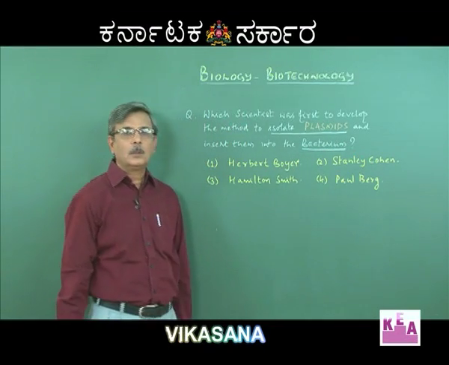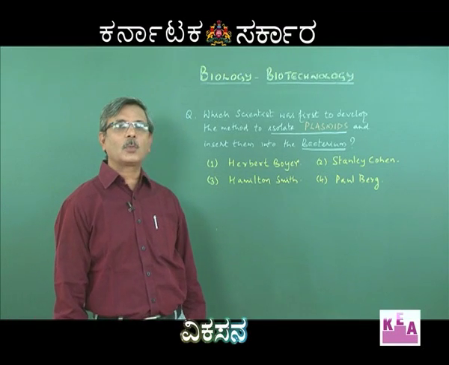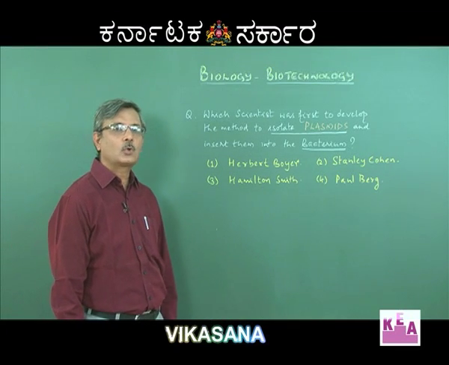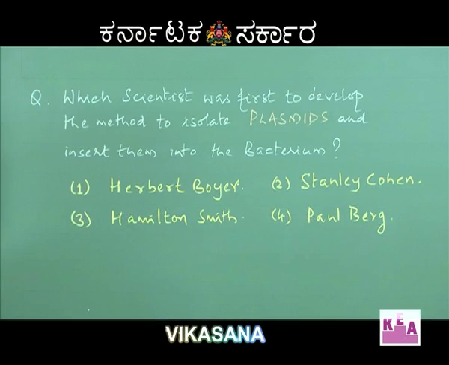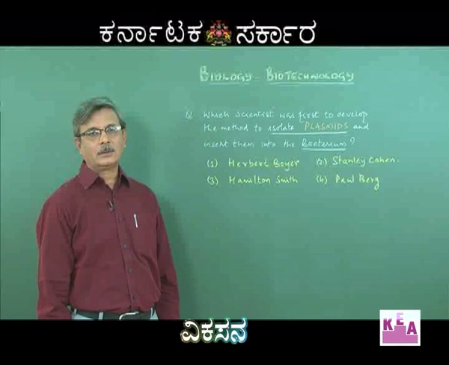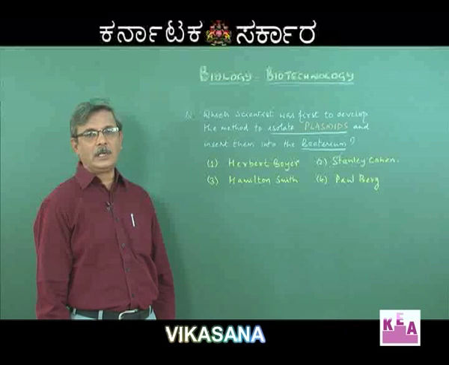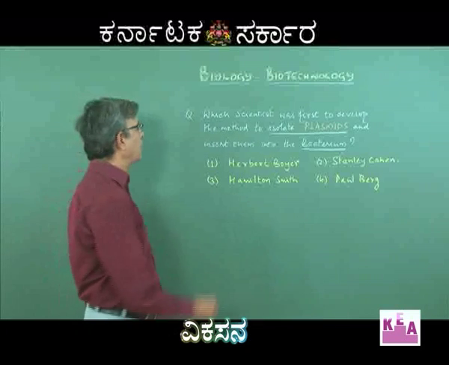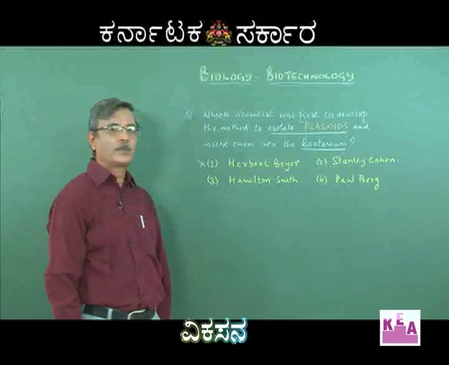I hope all of you know, plasmids are extrachromosomal DNA found in the bacteria. Plasmids are used as vectors to transfer the gene of interest. And with this, when we look into the options, Herbert Boyer. Remember, Herbert Boyer's greatest contribution to the field of recombinant DNA technology is his work on the restriction enzyme EcoR1 to cause a cut of the DNA with sticky or staggered ends. So Herbert Boyer is not an answer.